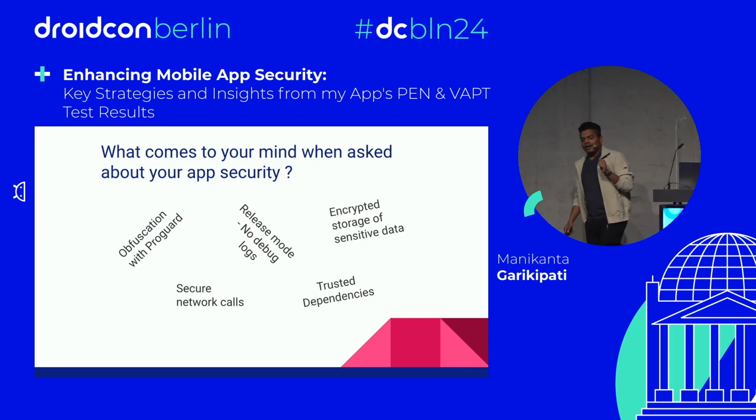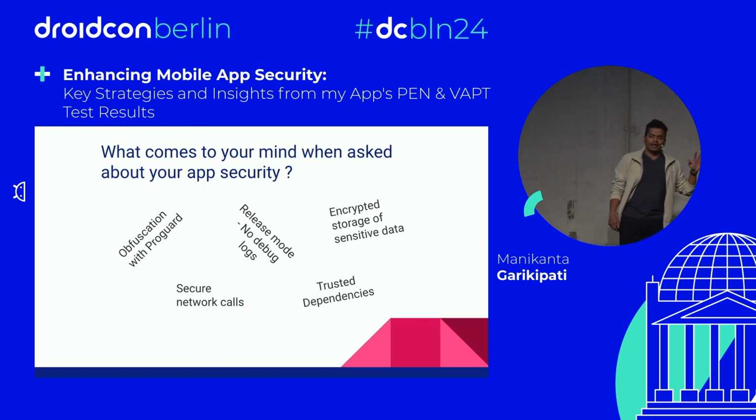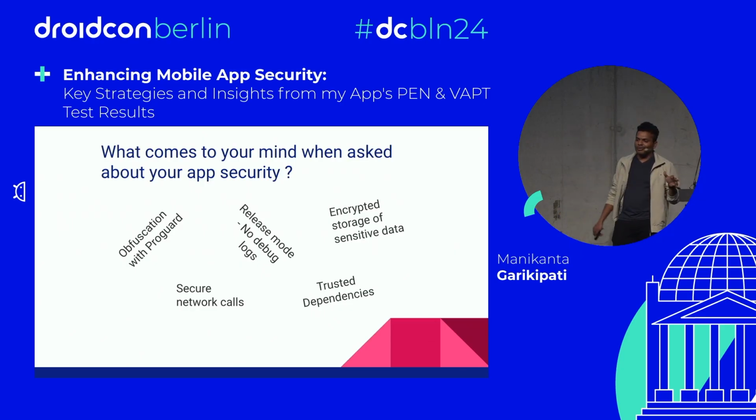So what comes to your mind when it comes to app security? The first 5 things that come to your mind are obfuscation. That's the first thing I always say. Hey, my app is ProGuard enabled, so that means my code is obfuscated. And yes, it's release mode.